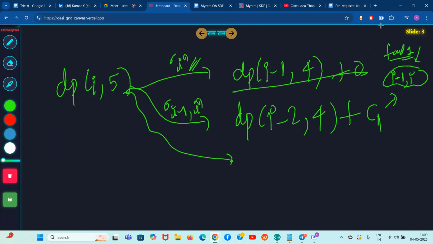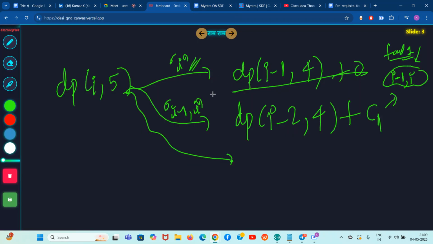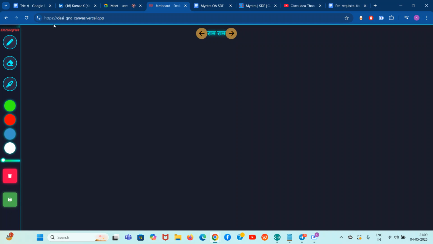Guys, this we need to save somewhere. So let me write it somewhere, like when we are doing analysis. Okay, Ram Ram.